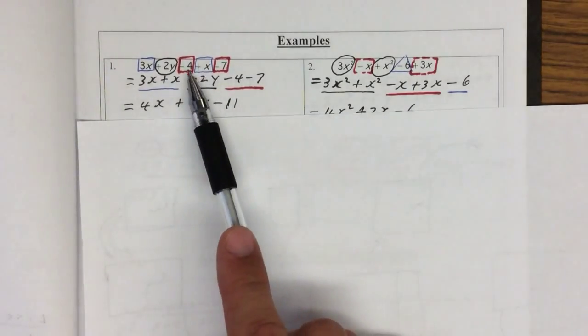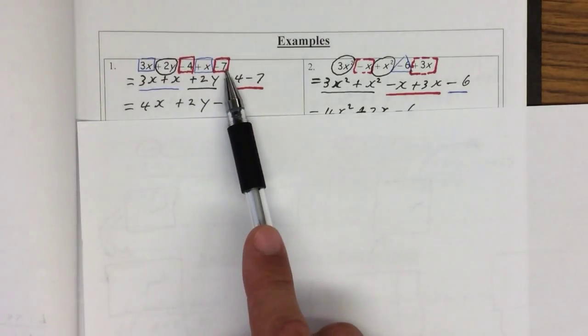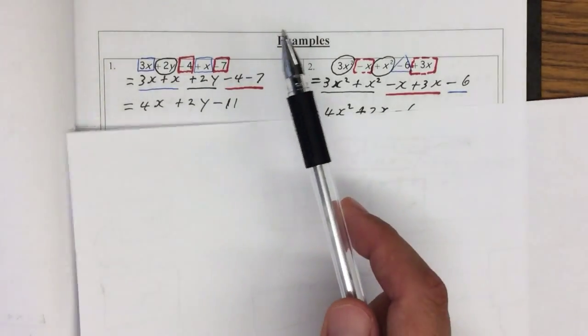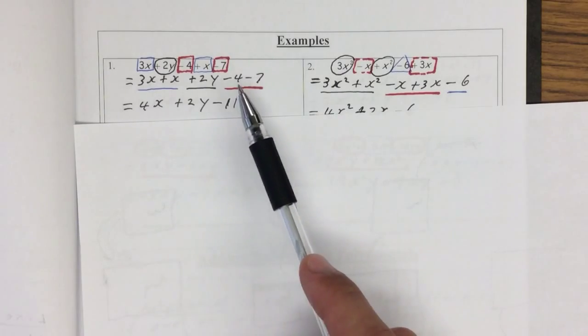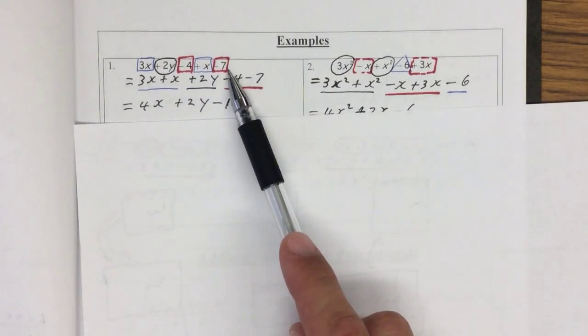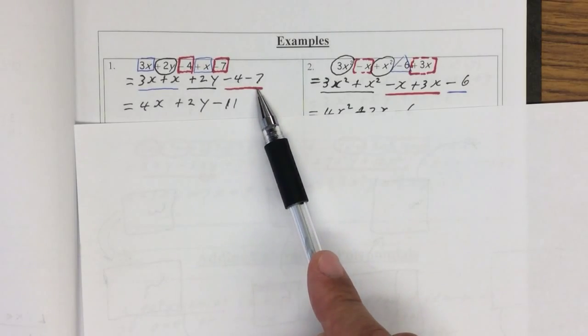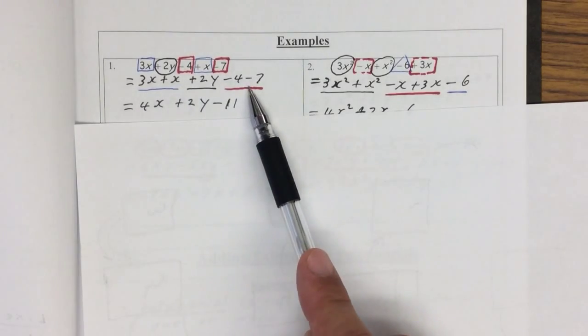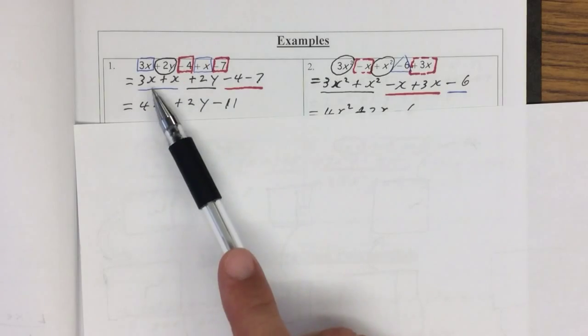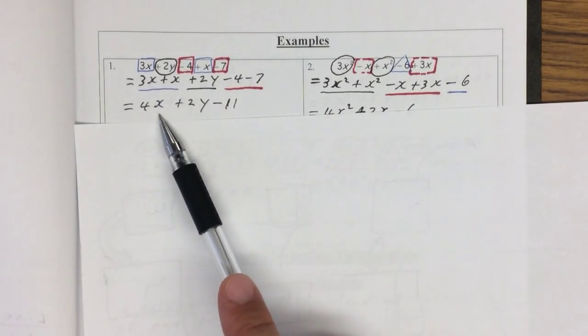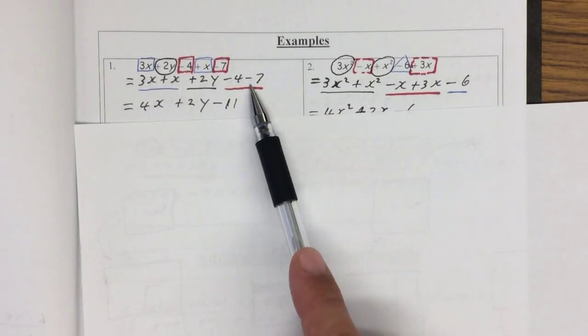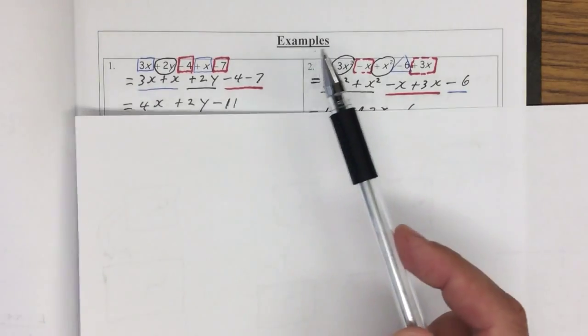I put that there. Minus 4 and minus 7, those are constant terms. Okay? So they are like terms. They're groups of 1, multiples of 1, right? So minus 4, minus 7, I put a red line under that. So now all the like terms are grouped. Now you can put them together. 3x plus x is 4x plus 2y minus 11.